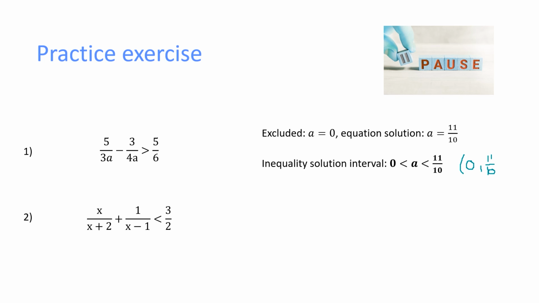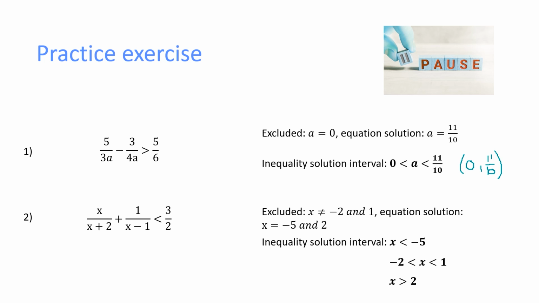And in another example, we will have more excluded values. In this case, -2 and 1 cannot be in the denominator. After, in step 2, you solve the equation, you will actually get two solutions, since the x here in the numerator gives you a quadratic equation. You get two solutions, -5 and 2. Therefore, you will split the number line with 4 numbers, so you will actually get 5 separate intervals.